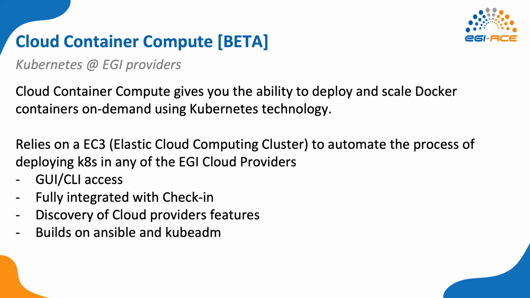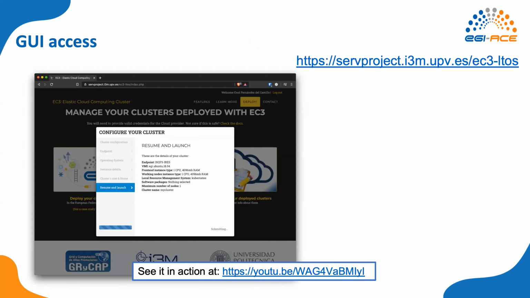EC3 has a graphical user interface, but also a command line interface access. It's fully integrated with check-in, so you can use your typical credentials. It will discover the cloud provider features, so it will discover which cloud providers are available, which are the images that are available, and which are the sizes, and so on. And this builds on EC3, of course, but also on Ansible and kubeadm, which is a tool for creating Kubernetes clusters. I have here 2 screenshots of the graphical user interface that EC3 provides for doing this Kubernetes deployment.